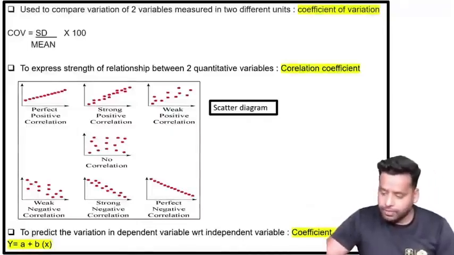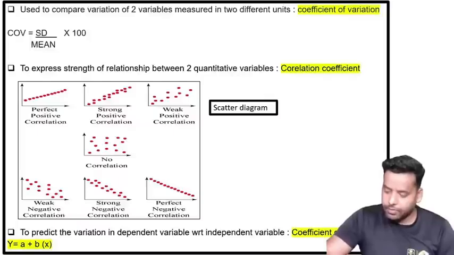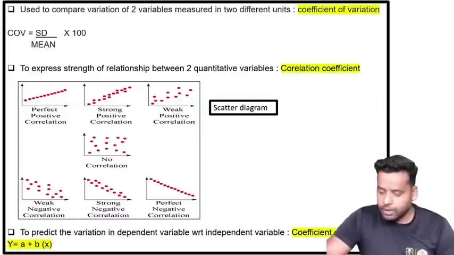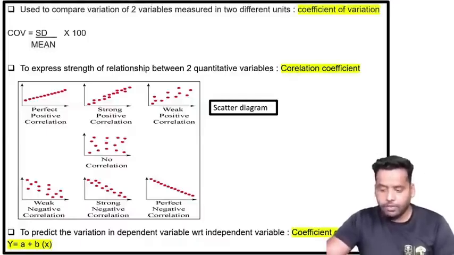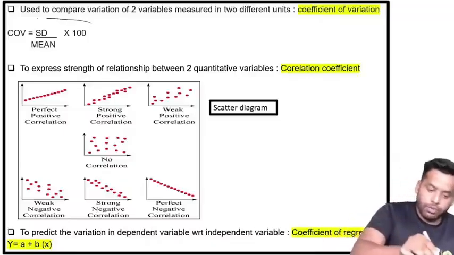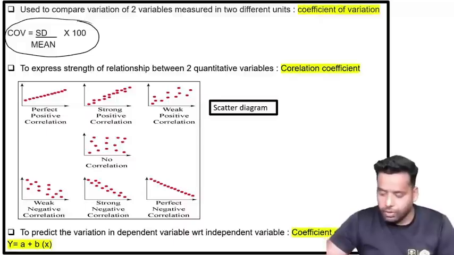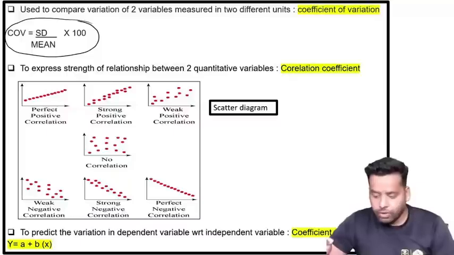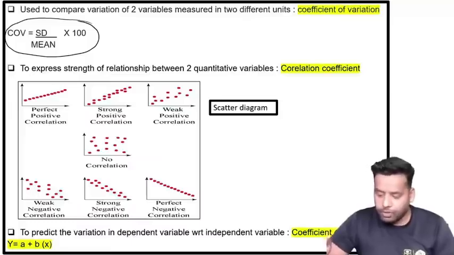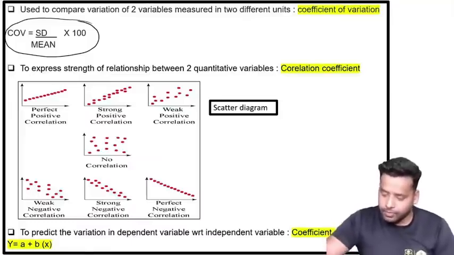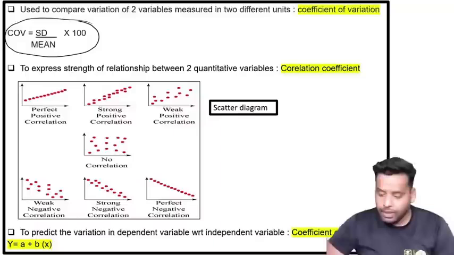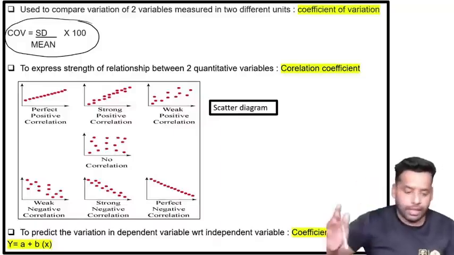Listen to the words properly. If I am asking this question, what is the formula for coefficient of variation? Standard deviation by mean into 100.